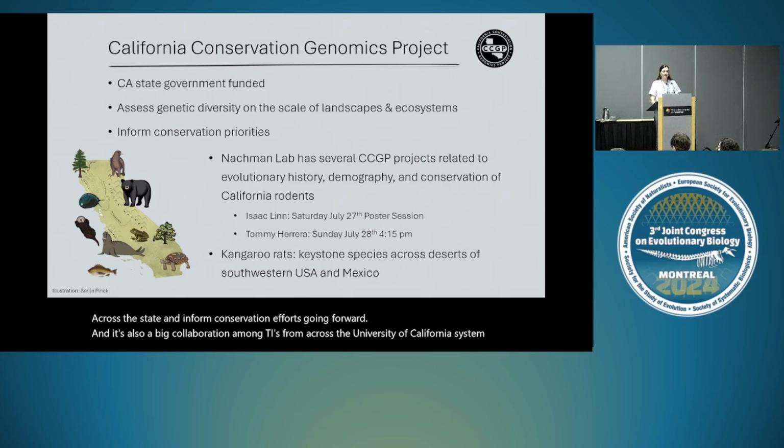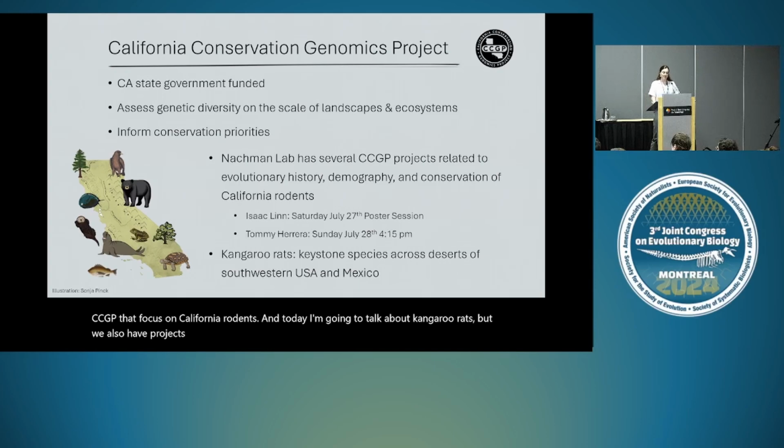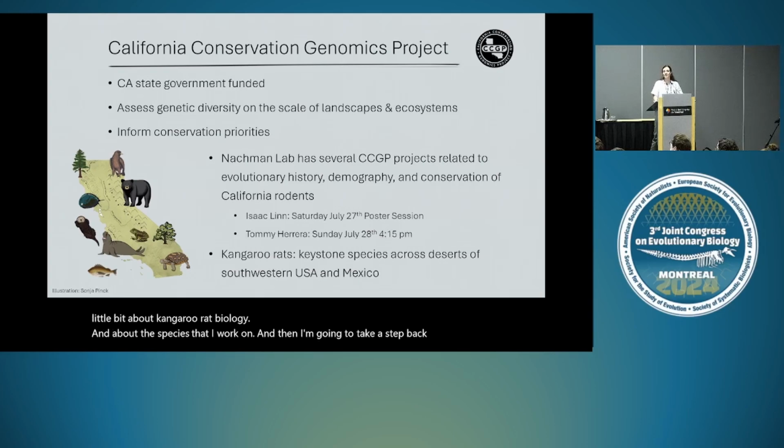So my advisor, Michael Nachman, and our lab are working on several projects funded by the CCGP that focus on California rodents. And today I'm going to talk about kangaroo rats, but we also have projects on voles, deer mice, and other rodent groups. And I've listed a couple of presentations by others in the lab who are going to talk about those. So first, I'll tell you a little bit about kangaroo rat biology and about the species that I work on. And then I'm going to take a step back and describe the questions that I plan to address.